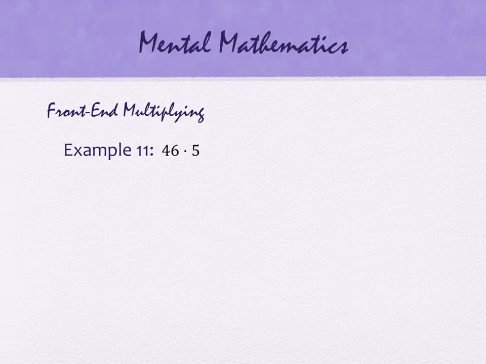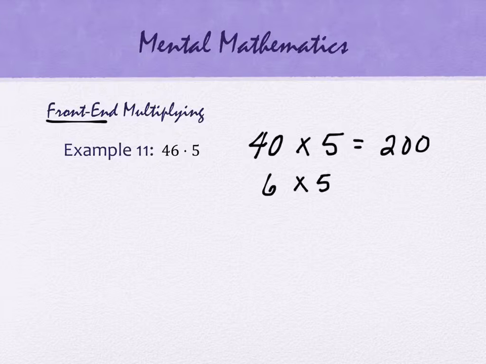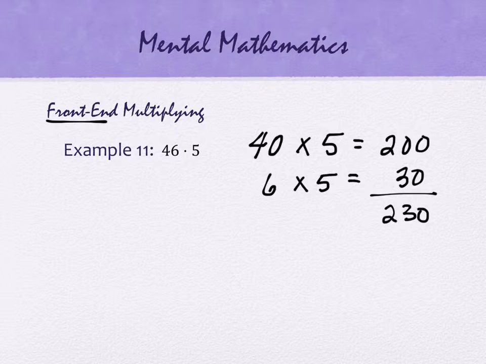So this is called front-end multiplication. Front-end multiplication means taking the first digit as its whole number by itself, 40, and multiplying it by 5, which gives me what? 200. And then taking the second digit as a single value by itself in its place value, which is 6 times 5, which gives me 30, and then adding those results together to give me 230. So you're simplifying the multiplication to be multiplication of 1 digits, 1 digit multiplication, and you're adding it together. Front end means you're starting with the front.